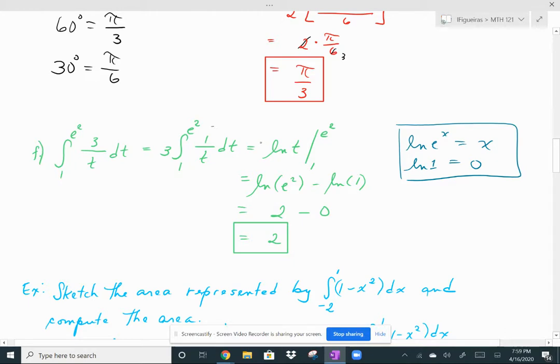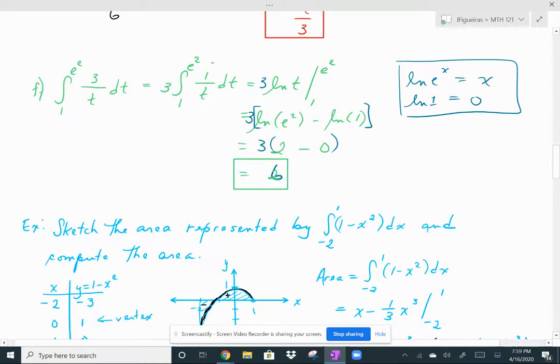Oh, sorry, I forgot the 3. Let me fix that. So your integral value is actually just 6. Okay, so let's move on.